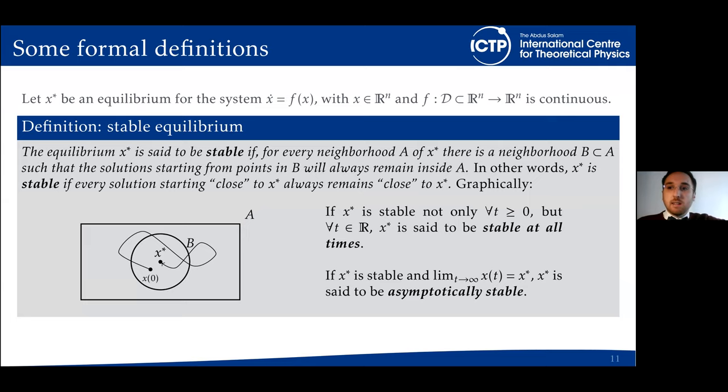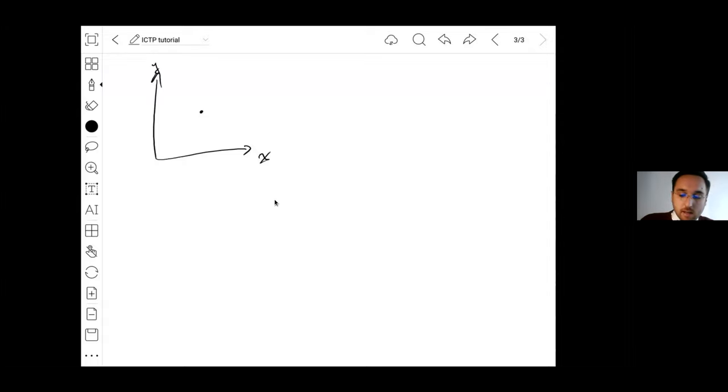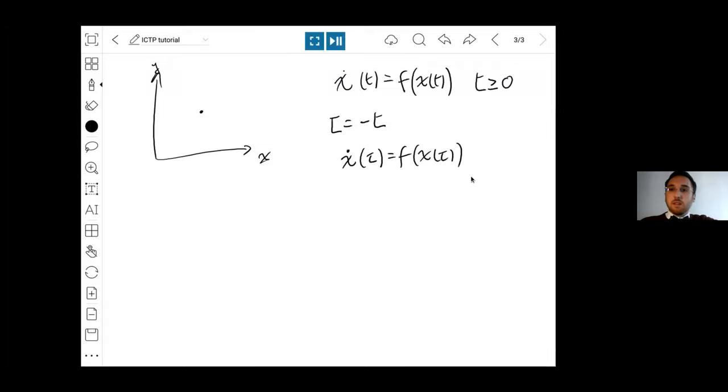Mathematically, not necessarily. Let me write it this way. If you have a system like this, x dot of t equal to f of x of t, you would say that I can solve this for t larger than zero. But then I could define, I don't know, tau equal to minus t, and solve this system here, x dot of tau equal to minus f of x of tau. This is another nonlinear differential equation, which can be solved. But when tau here is larger than zero, t is lower than zero. I don't know if I'm being clear enough.